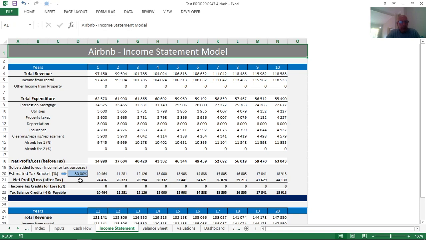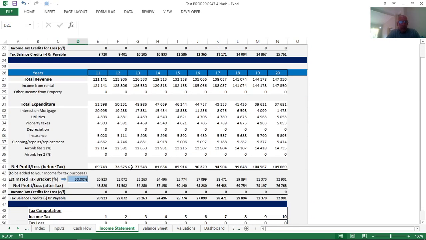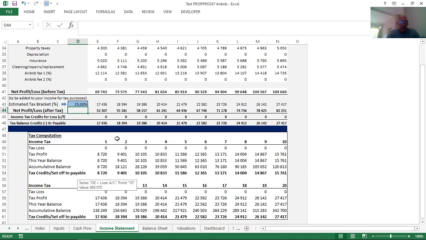What we have got is, depending on which entity you're operating out of, which state you're operating out of, you've got an estimated tax bracket. You can change this as you wish. We can change that, and everything else will flow from there. Again, this is a 20-year statement. We'll change that as well. 20 years of income statement. We've got a tax computation schedule built in for you.